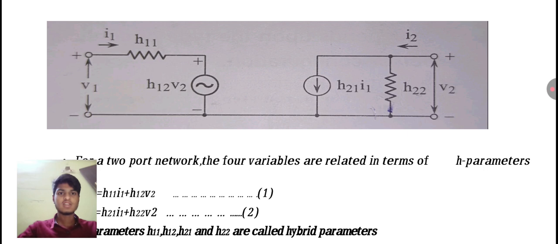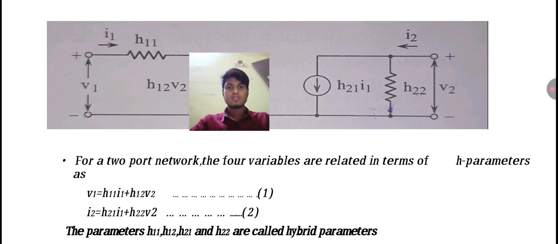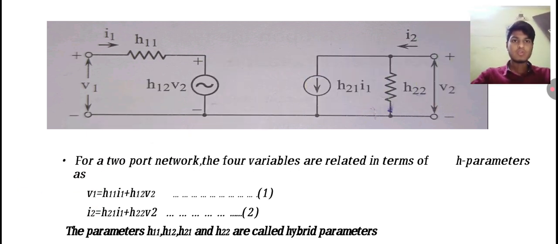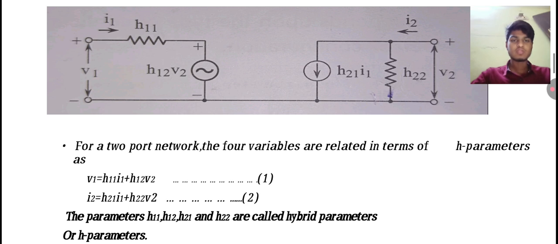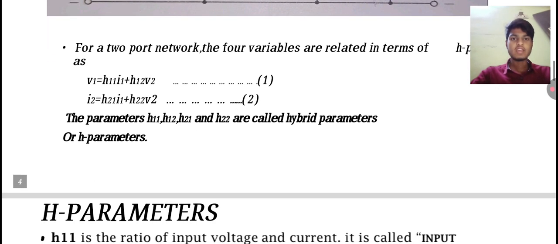This is the transistor two-port network. For the two-port network, the four variables are related in terms of H parameters as V1, the input voltage, is equal to H11 I1 plus H12 V2. I2, the output current, is equal to H21 I1 plus H22 V2. The H parameters H11, H12, H21 and H22 are called hybrid parameters or H parameters.